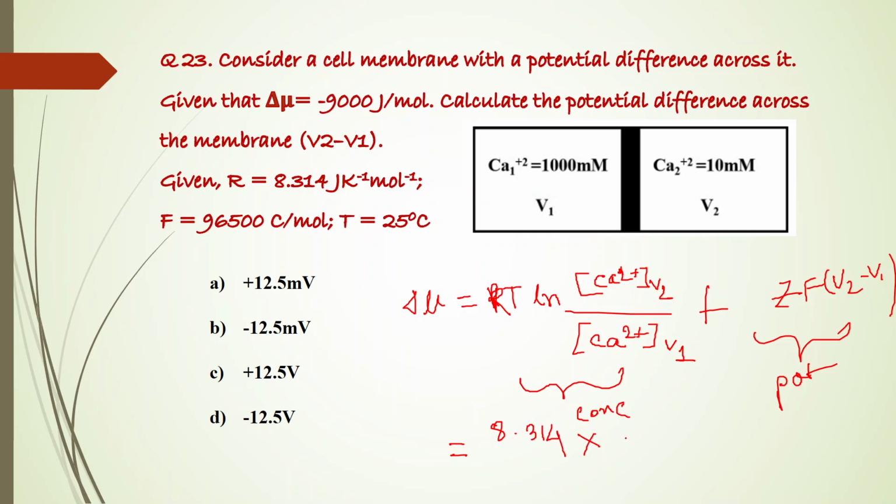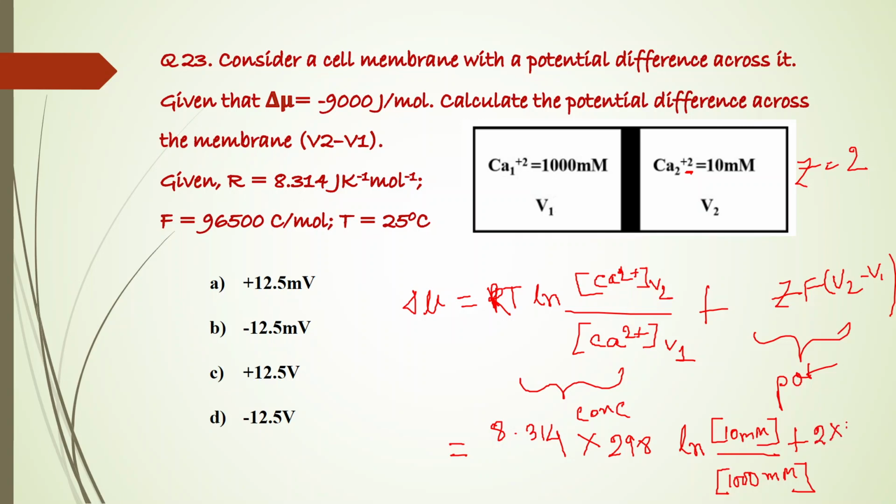Temperature is 25 degrees centigrade, that means 298 Kelvin. Now the concentration of calcium 2 plus in V2 is 10 millimolar, and the concentration of calcium 2 plus in V1 is 1000 millimolar. What is our Z value? The charge of these ions is 2 plus, that means for calcium 2 plus Z is 2 because we have 2 plus charge here. So in place of Z we have to place 2.